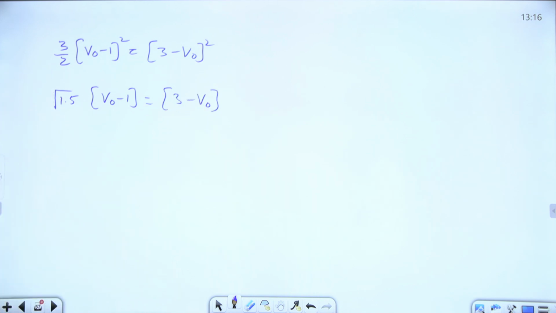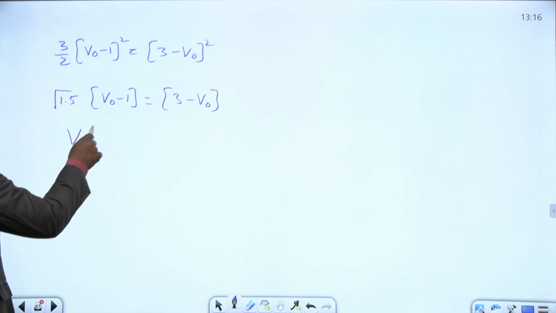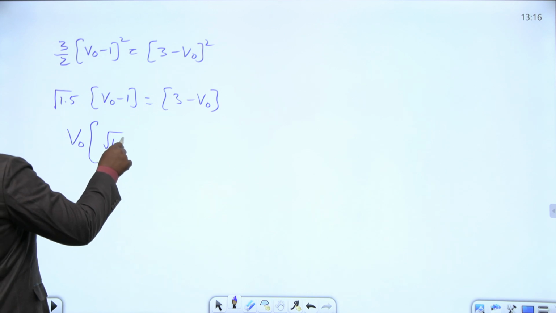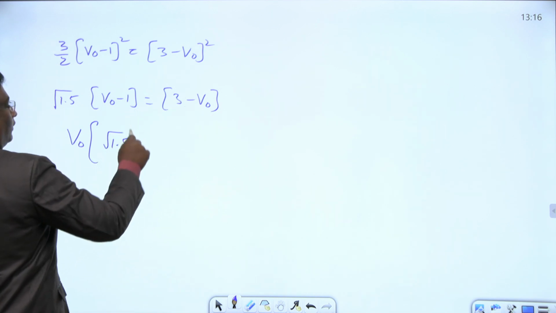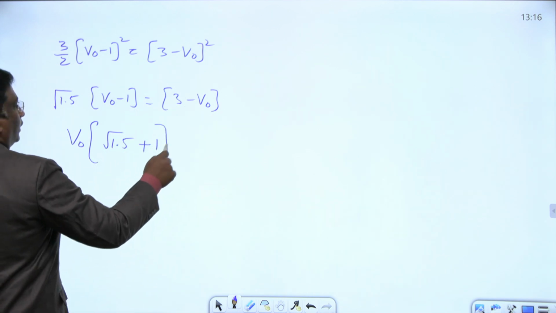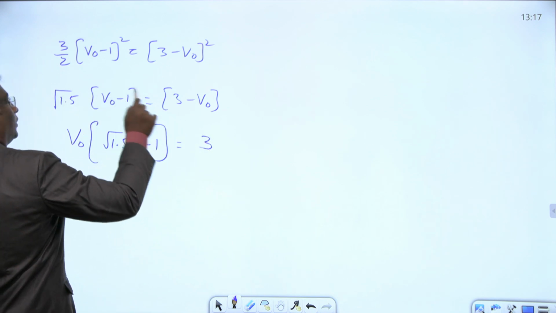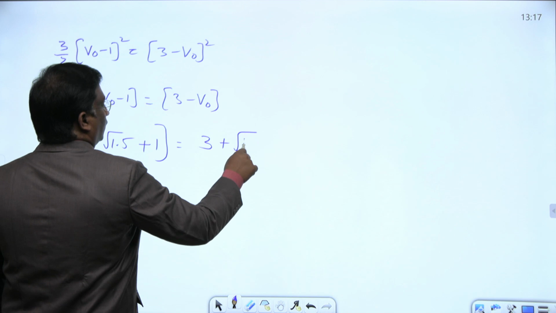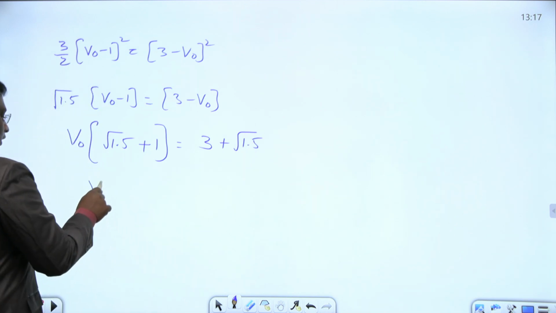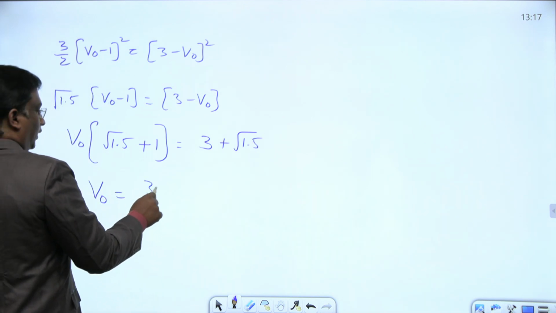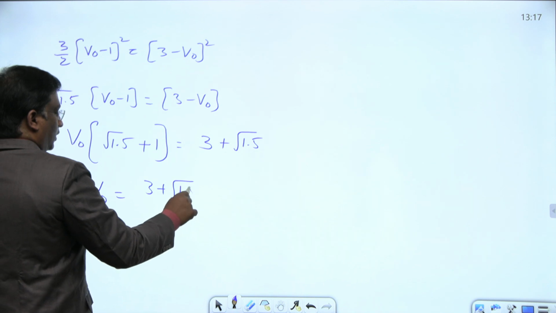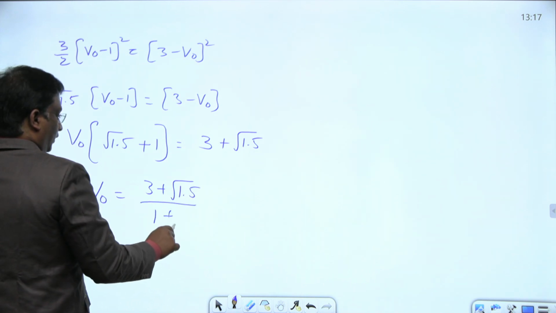Let us try to get the expression for V naught here. Let us collect the terms containing V naught. This is root 1.5 times V naught minus root 1.5. The minus V naught, when it comes to this side, becomes plus, equal to 3 plus square root of 1.5. Therefore, what is the value of V naught? V naught equals 3 plus square root of 1.5 divided by 1 plus square root of 1.5.